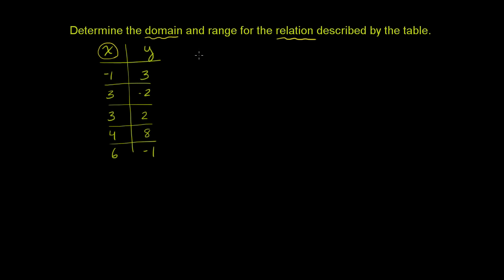So to answer the first part, when they ask us what is the domain of this relation, they're really just saying what are all of the inputs, what are all of the x values for which this relation is defined. And they list the x values right over here. So it is the set, and that's what these curly brackets mean, that I'm about to describe a set. It is a set of the numbers -1, 3, 4, and 6.